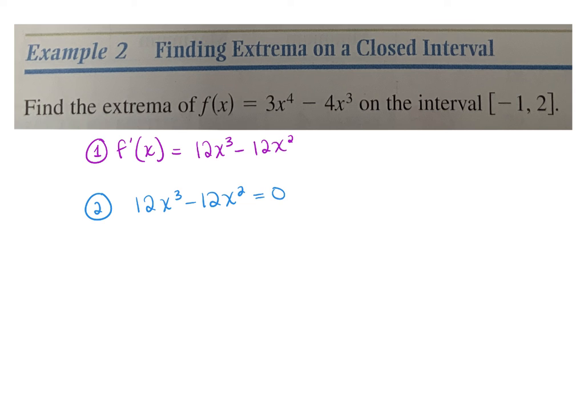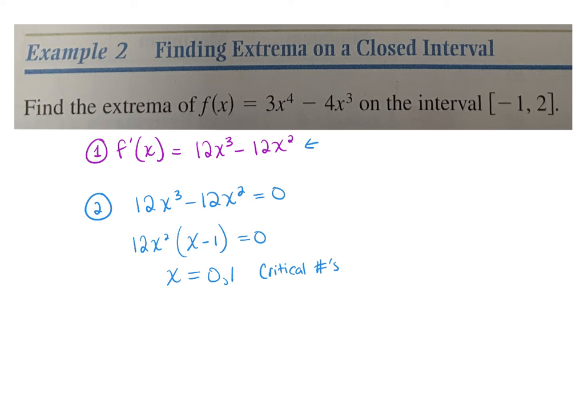And we need to actually solve this. What can I factor out? 12x squared. What am I left with? So my two critical numbers here are 0 and 1. Everybody see that? 0 and 1. These are my critical numbers.